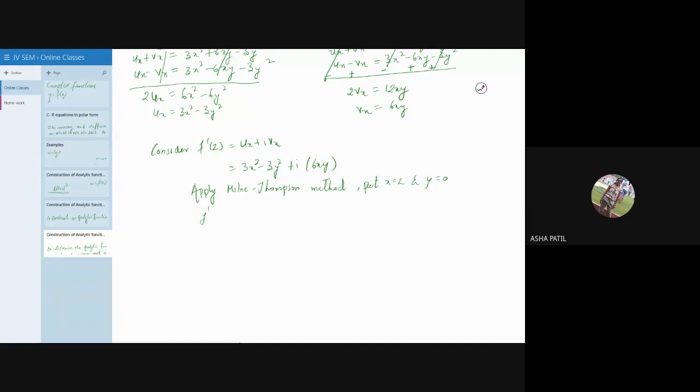f dash of z is equal to 3z square. Rest all terms will become 0. y is there, y is 0. Again, in the last term we have y, it is 0. Now integrate this. Integrating, f of z is equal to 3 times the integral. Yes.